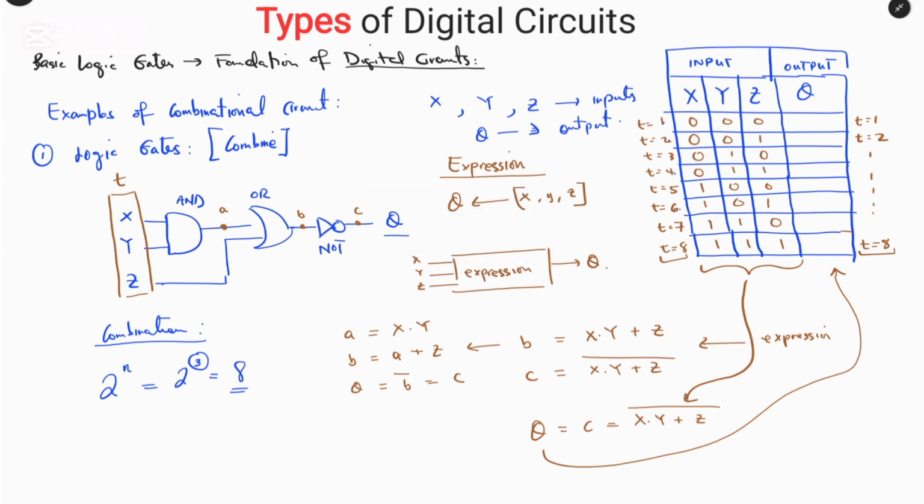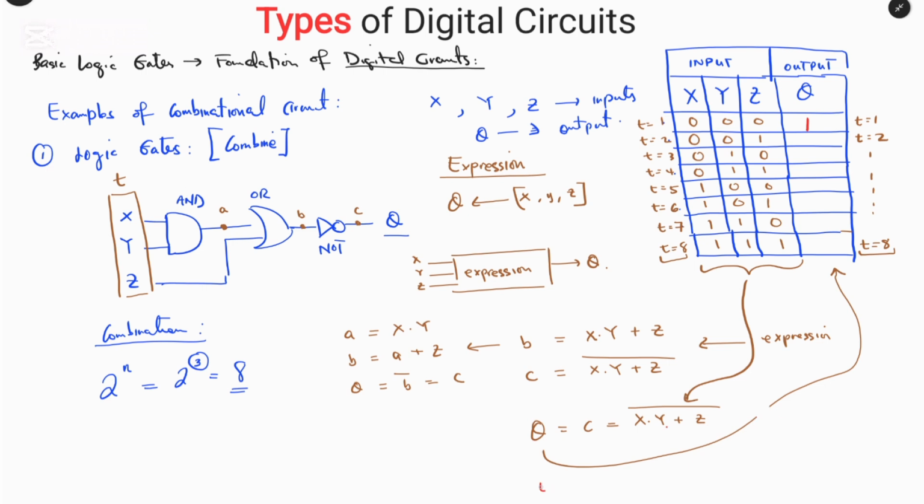Now all you have to do is, when t equals 1, what will be the output Q? So we just substitute the values x, y, and z into this equation. When we have 0 and 0, we should have 0. And when the output is 0, we have 0 plus 0 equals 0, inverted. When we invert 0, it now becomes 1. So we can simply plot the output, which is 1. So this is how you analyze the circuit.